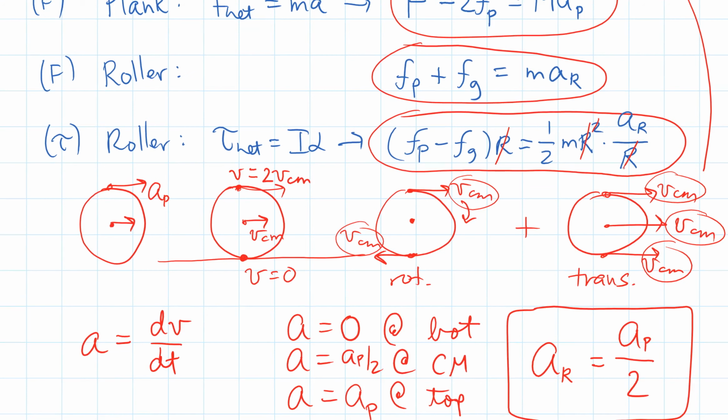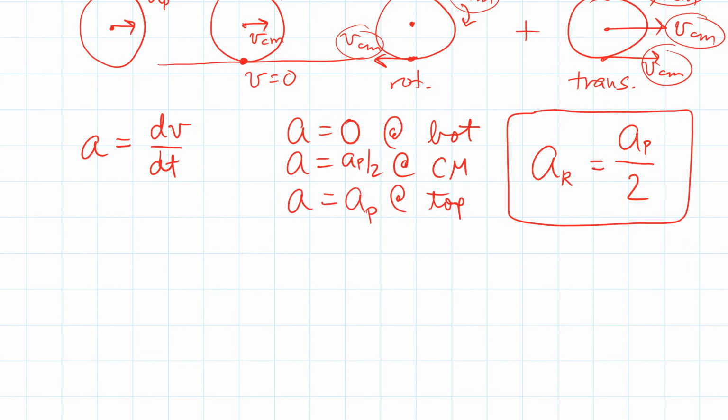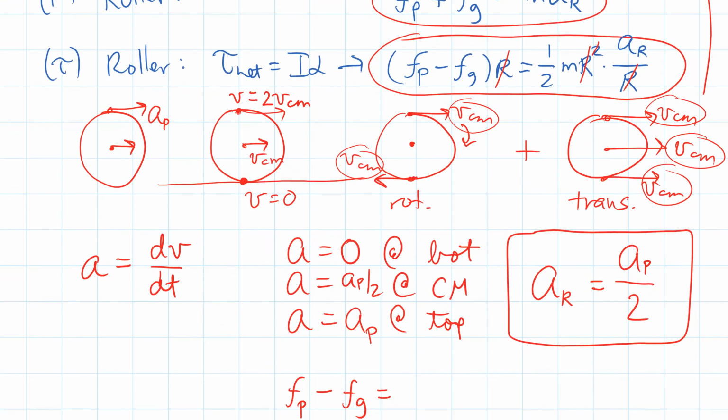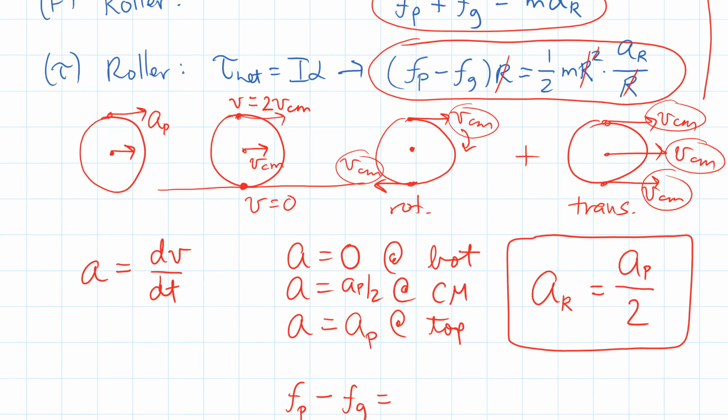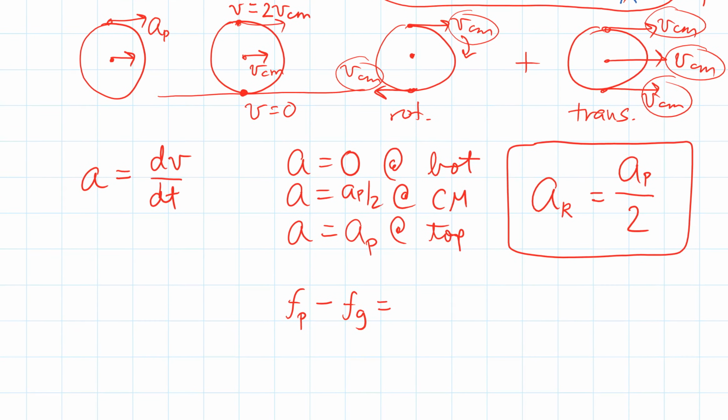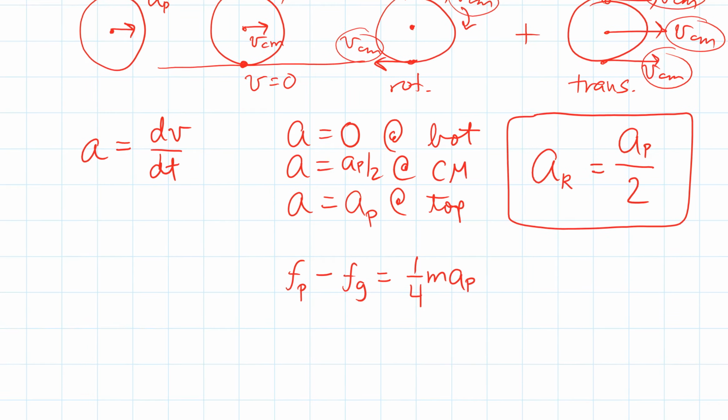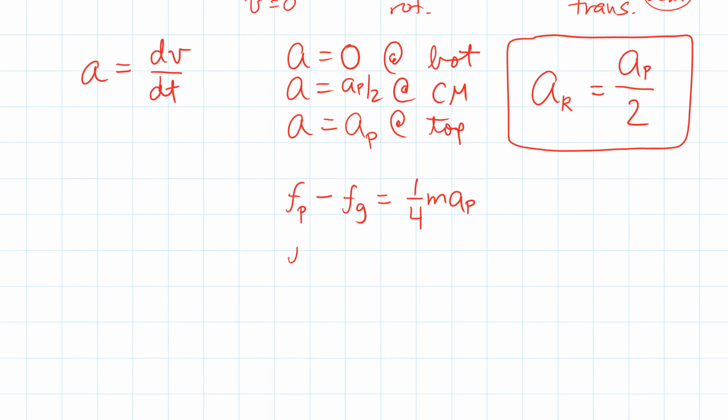I'm going to take this third equation down here and rewrite it. So what I'm going to have is that the force of the plank minus the force with the ground is equal to, now I have to do a replacement. Instead of AR, I'm going to write AP over 2. So I'm going to get 1/4 MAP. So that's one equation we're going to use. We are also going to use our second equation, unaltered.